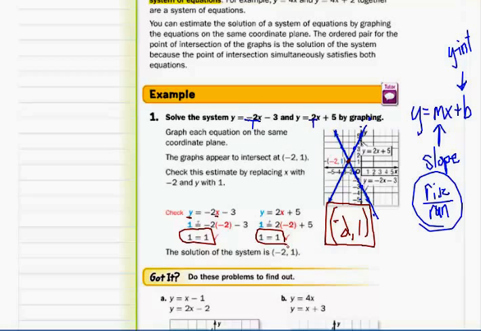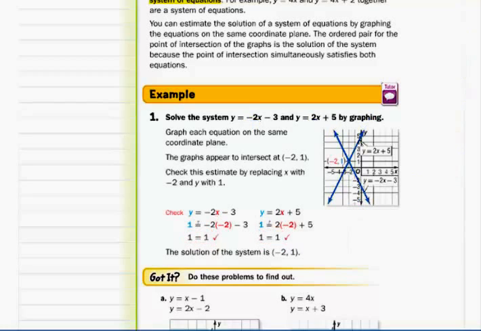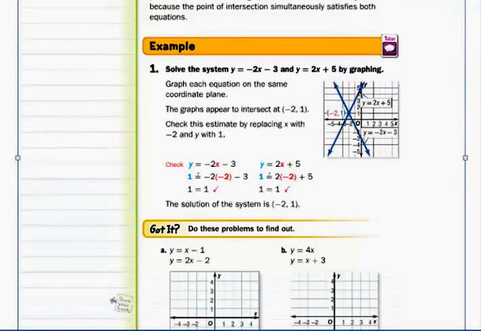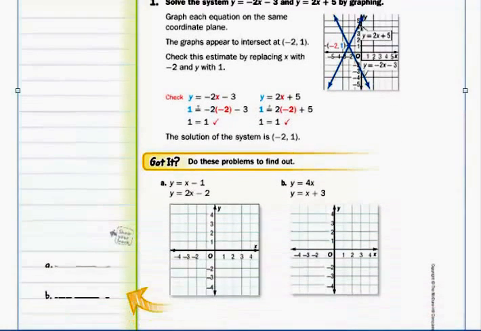That is our answer. So now you try A and B. I'm going to pause it and come back. I'll be on another grid, and I'll show you what these two look like. All right, so pause it and try A and B.